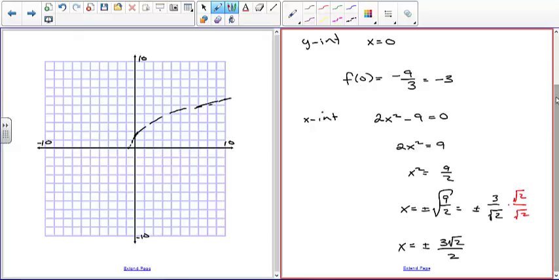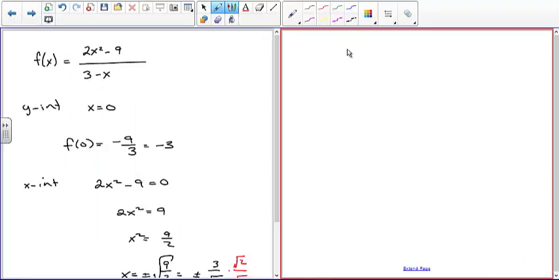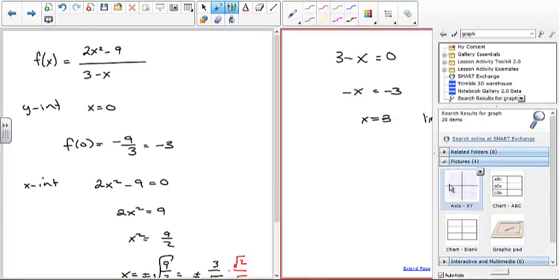The other thing you have is this asymptote. You find out the values of x where the denominator goes to 0. So you get negative x equals negative 3, or x equals 3. So that's a vertical line. Okay, so let's grab a piece of graph paper.